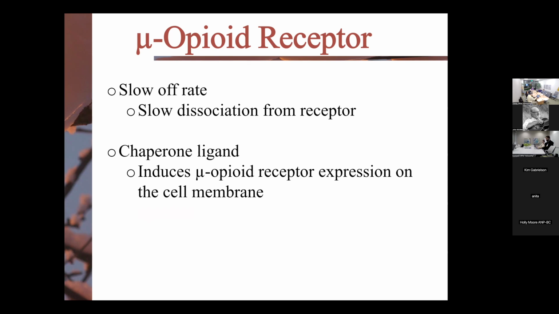It's also a chaperone ligand. So buprenorphine actually induces mu opioid receptor expression. So the presence of it actually creates more receptors. It's also got a very slow off rate. So it binds tightly and then it's slow to dissociate.